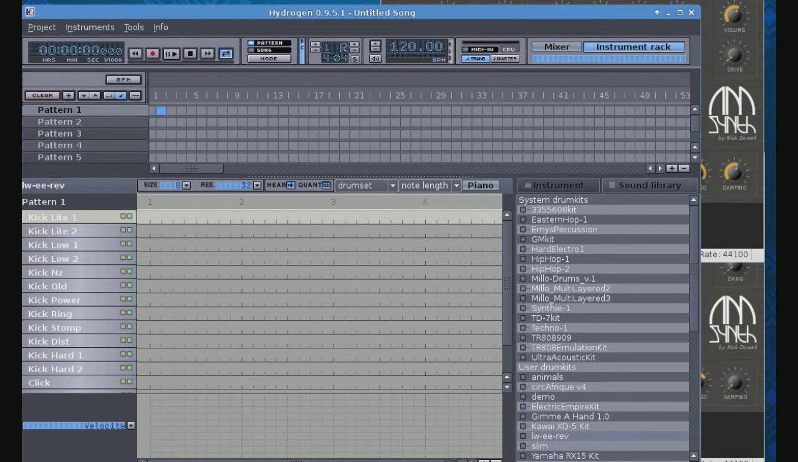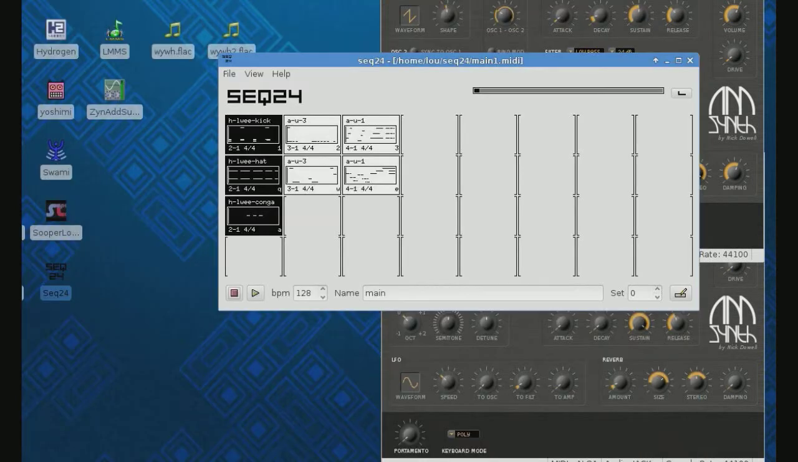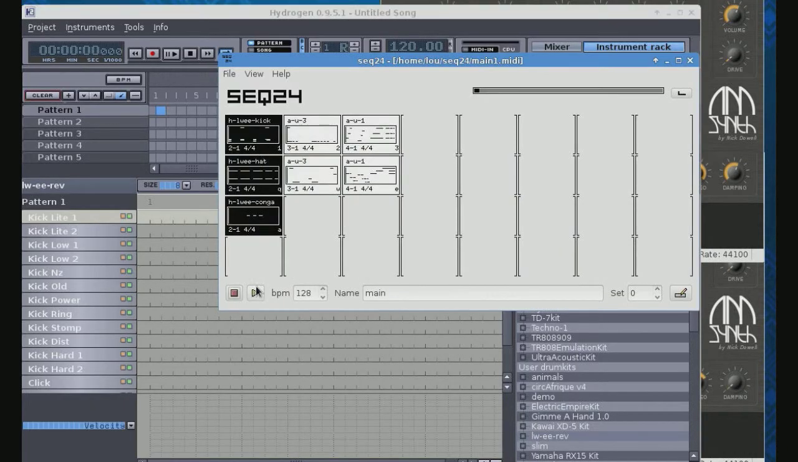Now if we try again, let's try that again. That sounds a lot more like last week. So what I always do, because you might have many of these saved, is if you'll notice, this is H for Hydrogen, the drum kit, and then just what it is, the kick drum, the hat, the conga. And here's A for AM synth, user patch 3, AM synth, user patch 1.